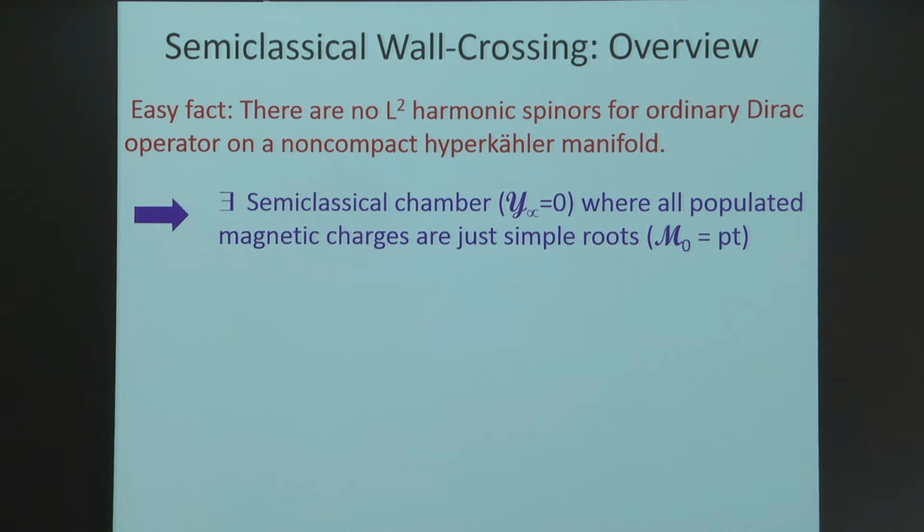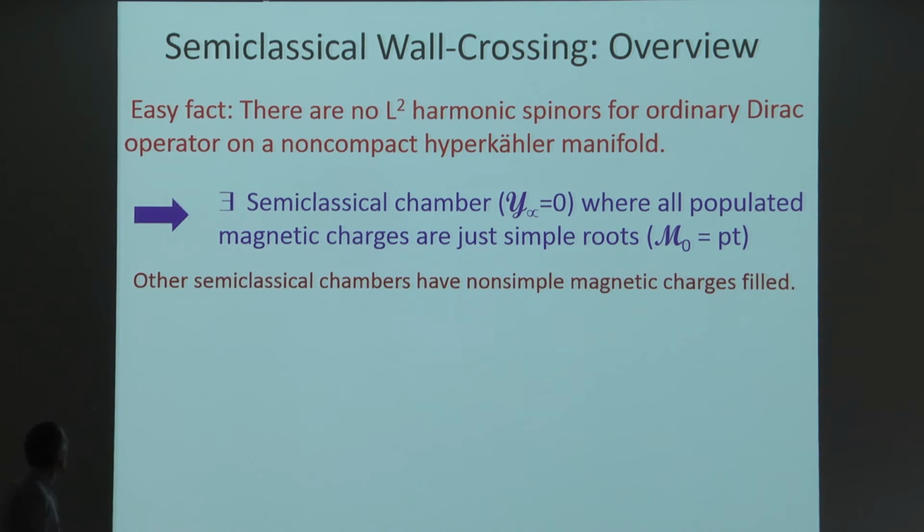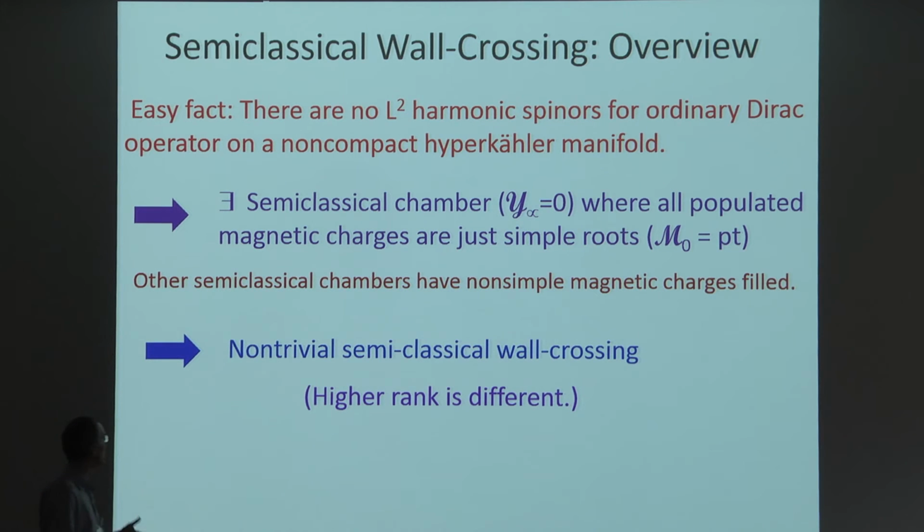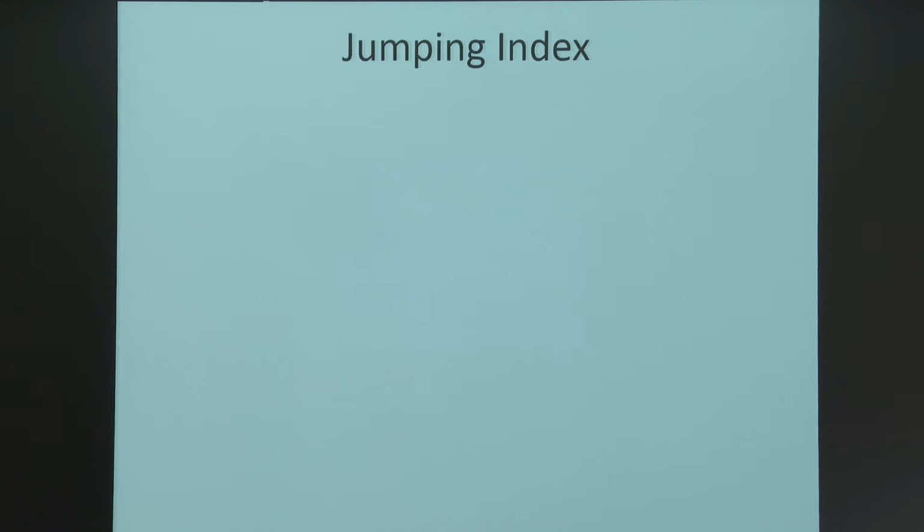So that means that in that chamber, the spectrum is just like it looks in Seiberg-Witten theory for SU(2), with one Dyon tower for each simple root. Now, other semi-classical chambers, for a variety of reasons, are known to have non-simple magnetic charges filled, and so there is non-trivial semi-classical wall crossing. Again, the theme of this talk is that higher rank is different. And that leads to some interesting math predictions.